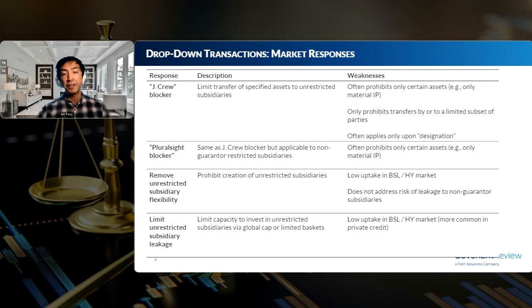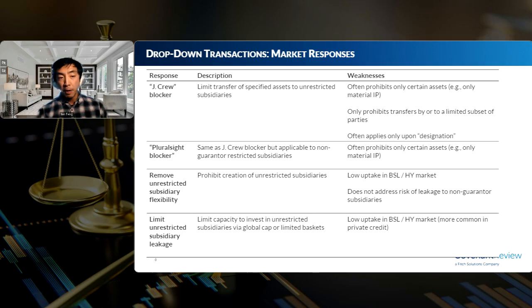If you set the blocker so that it only prohibits the designation of entities that hold material IP or material assets, that would mean that you could create an unrestricted subsidiary that does not hold those assets, and then the next day start transferring those assets to that unrestricted subsidiary because it's no longer at designation. It is just using existing investments capacity. So this is all to say that there's a J.Crew blocker. It is in most new issue deals, and yet it is often flawed or weak, or there are going to be ways around it if the company really is looking for those loopholes.